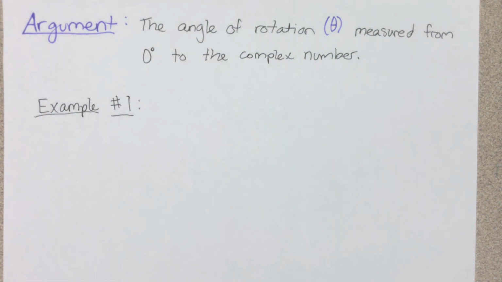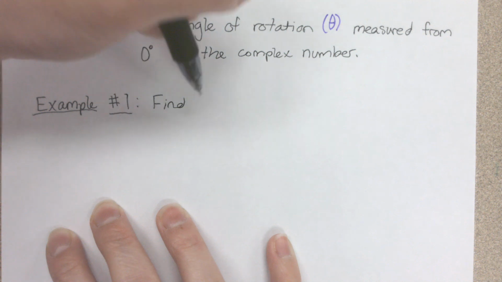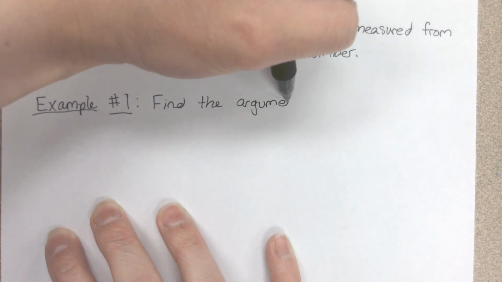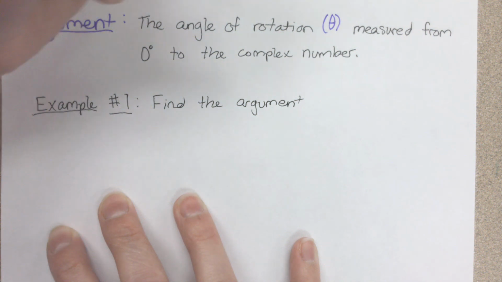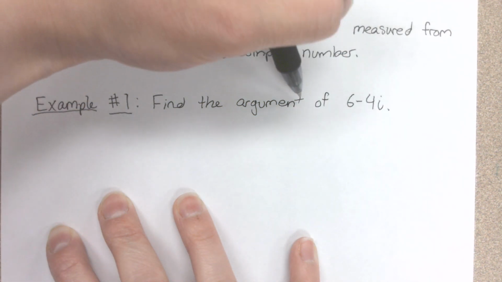The most straightforward way is just to ask you to find theta, but there will be times where we'll just say find the argument, and if you don't know what the argument means, what we're asking you to find, obviously it's going to be very confusing. So I'll ask it both ways. Example 1, I'll say find the argument of 6 minus 4i.